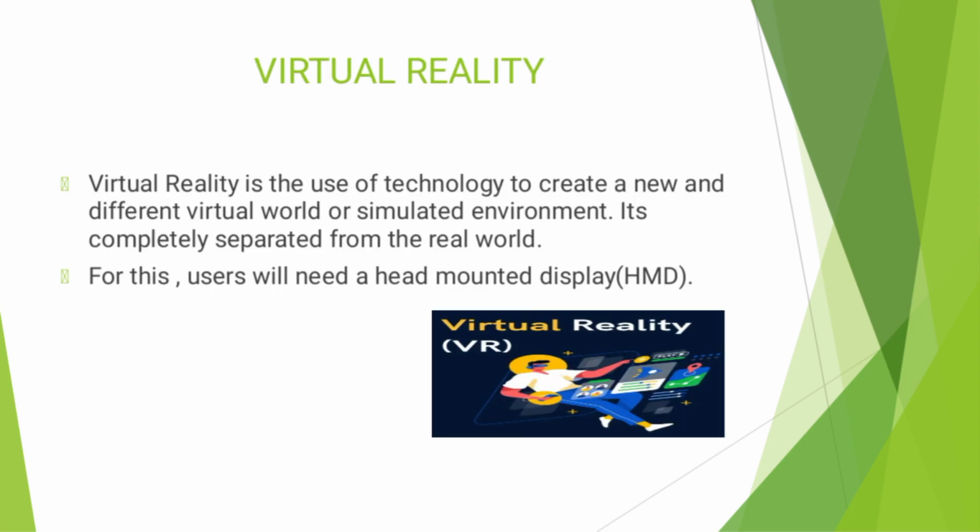Then we move on to virtual reality. What is meant by virtual reality? It's the use of technology to create a new and different virtual world or simulated environment. It's completely separated from the real world. For this, users will need a head-mounted display. In virtual reality, the users are put into a fully virtual environment where they can interact only in the virtual world. The graphics generated are mostly computer-made, and artificial objects are designed to give a feel of being real.